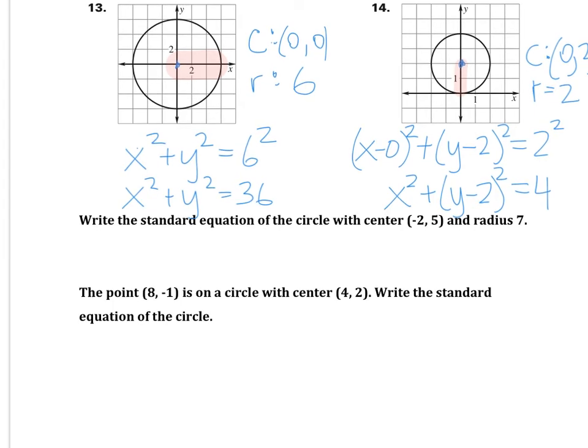How about writing a standard equation with the center negative 2, 5 and a radius 7? So this is your h, k. So it's x minus negative 2 squared plus y minus 5 squared equals 7 squared. So writing that, simplifying it, turn your minus and negative into a plus.